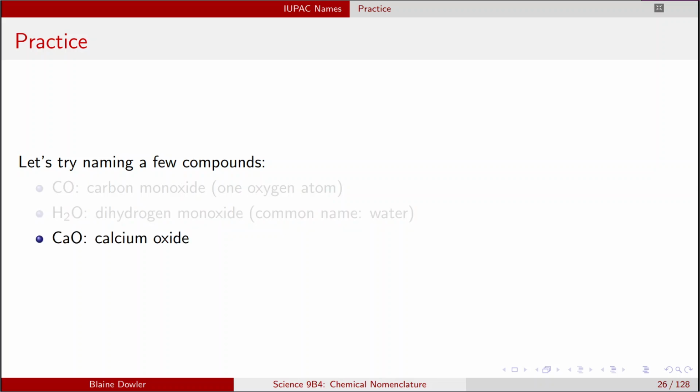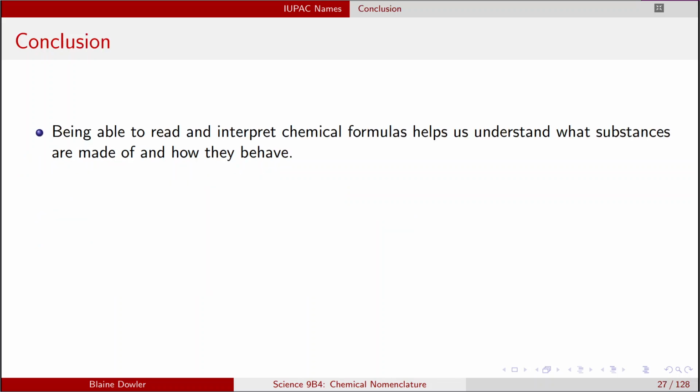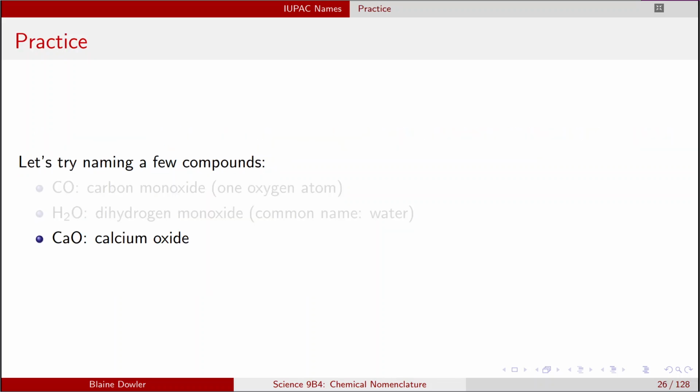CaO is calcium oxide. Notice that the a is lowercase. Any elemental symbol on the periodic table always starts with a single capital, so that tells us the a is part of the C. It's calcium, not carbon. Also notice, because calcium is a metal, this is ionic, it is not molecular. That's why it's not calcium monoxide. It is just calcium oxide.